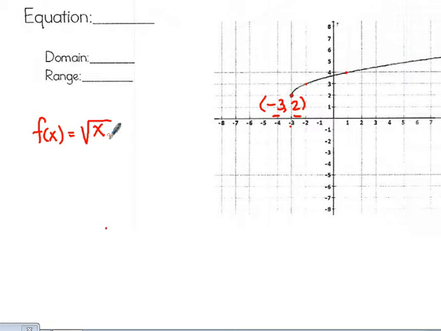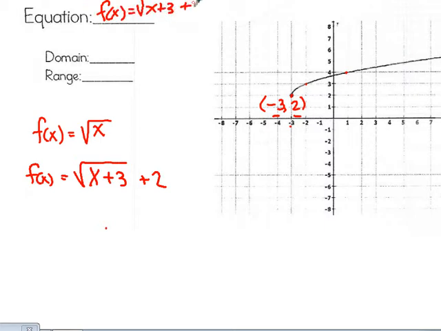So horizontal, we want to do the opposite on the inside. So x plus 3 on the inside. And then plus 2 on the outside, which tells us it shifted up 2 units. So that would be our function. And you guys probably already got that because you guys are brilliant.